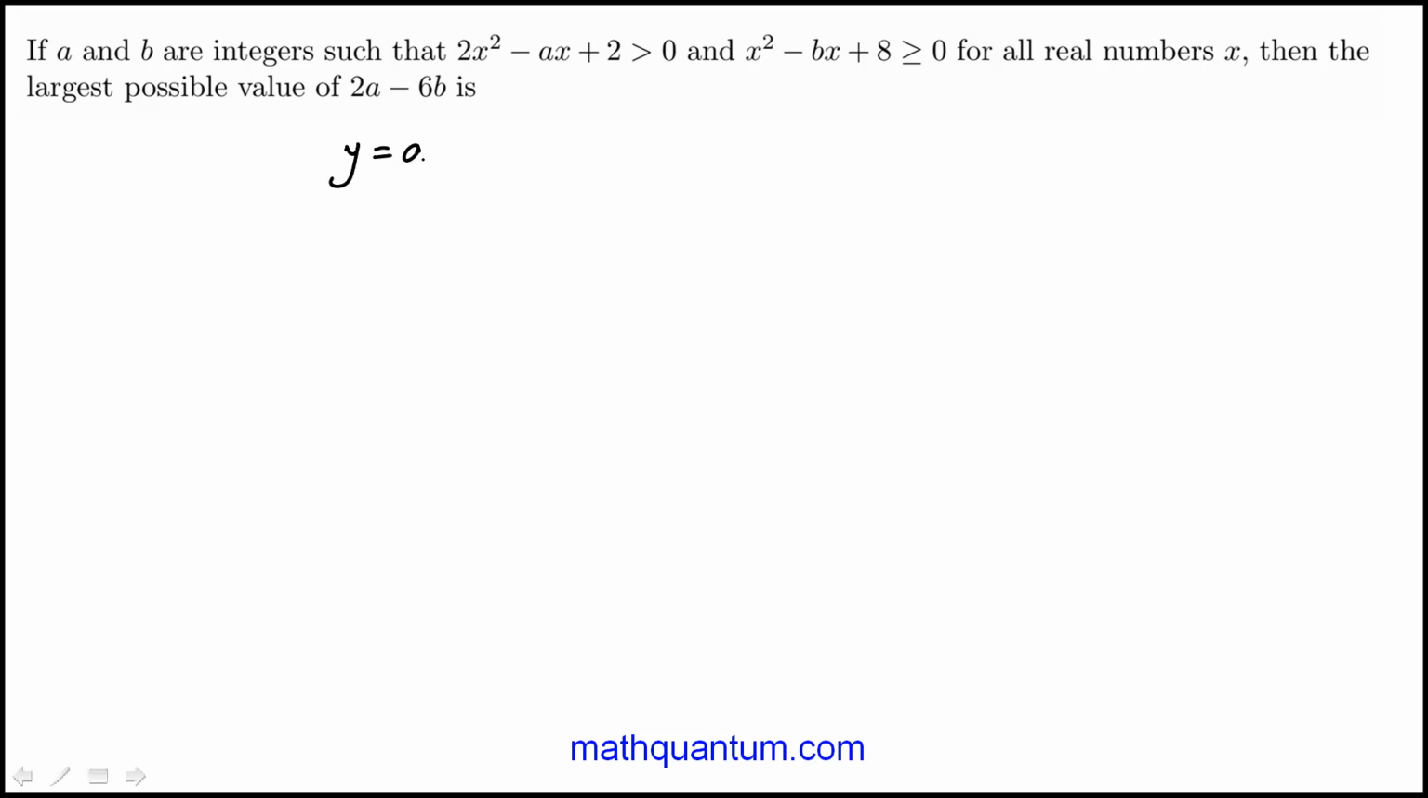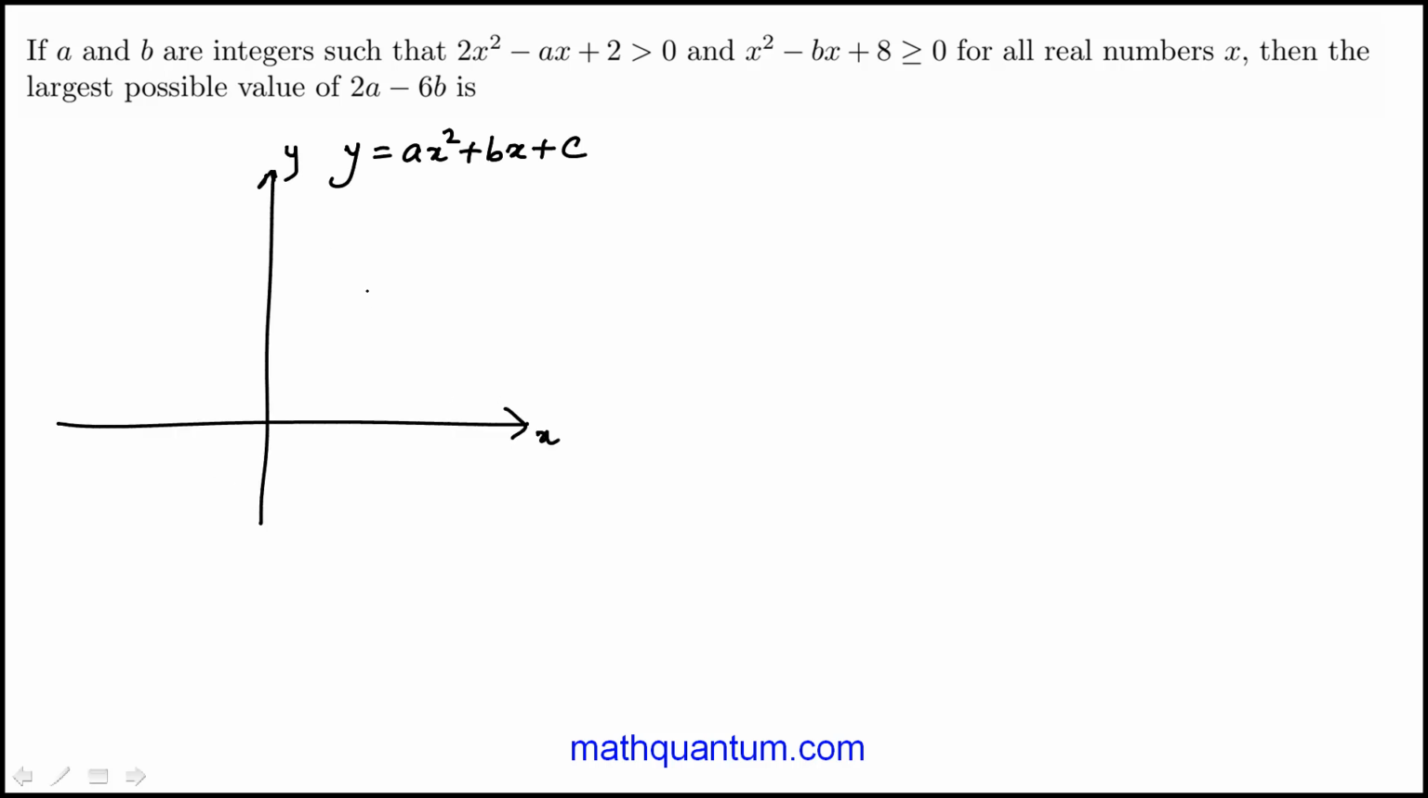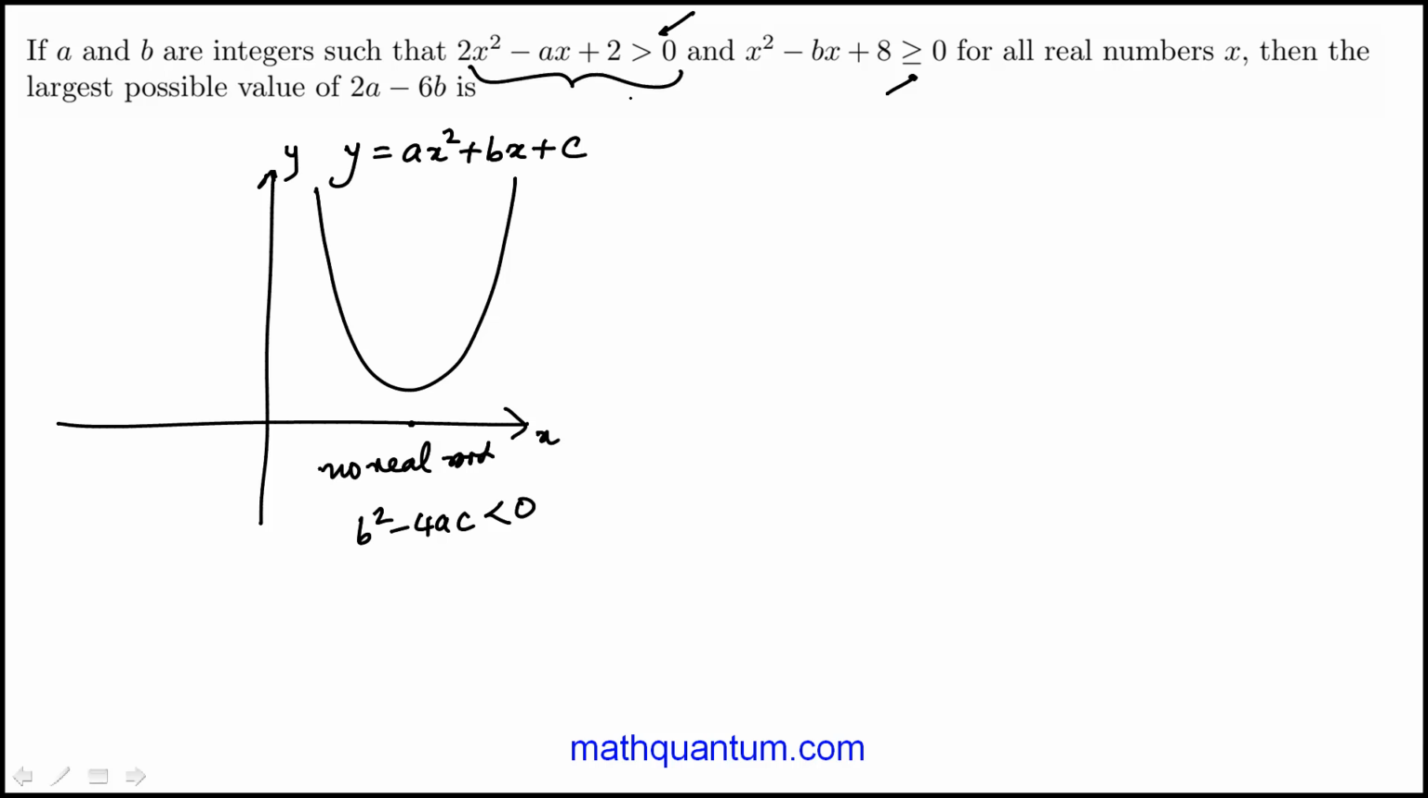So the key concept in this question is that if you have a general parabola in the xy plane, and if you were to draw it, and if you needed it to be positive, in this case it's positive here, it's greater than or equal to 0, that means it has no intersections with the x-axis. And that means it has no real roots, and that means the discriminant b squared minus 4ac needs to be less than 0. It will be equal when it touches here. So that's really the condition we need to apply here to that quadratic function.